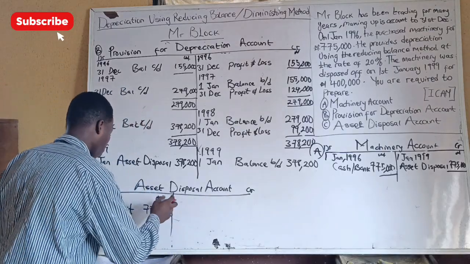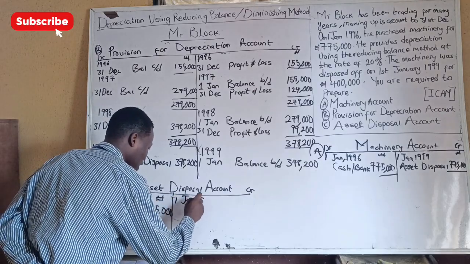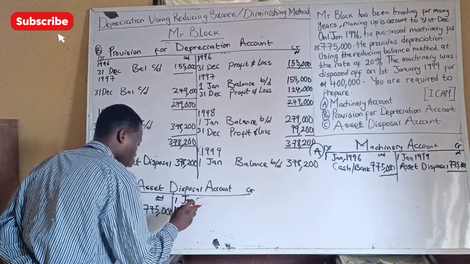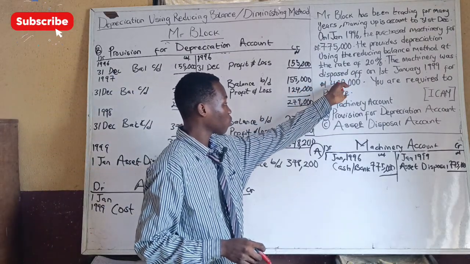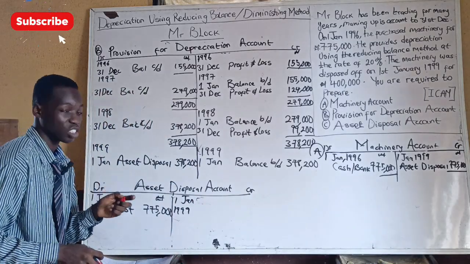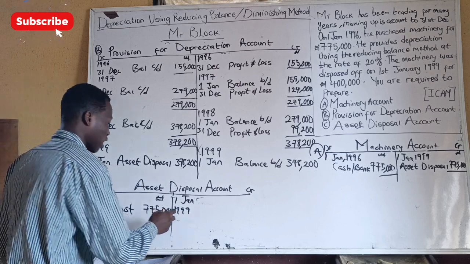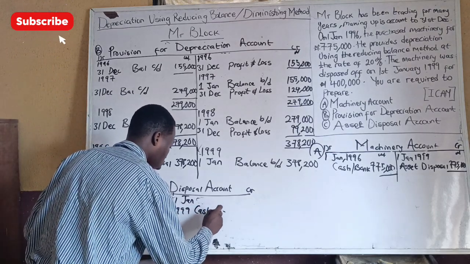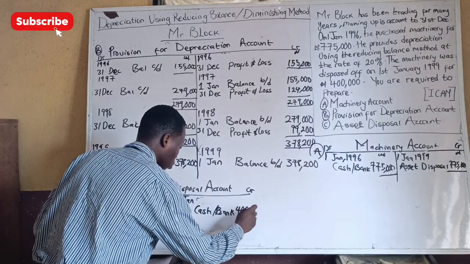So here now, the same date, 1st January 1999. So we sold the assets 400,000 naira. So when we disposed it off, the amount was 400,000 naira. We don't know whether it is a cash or bank, so we are going to write cash or bank, 400,000.